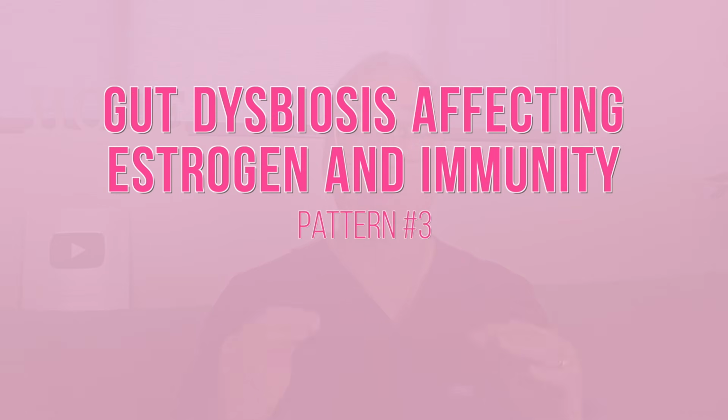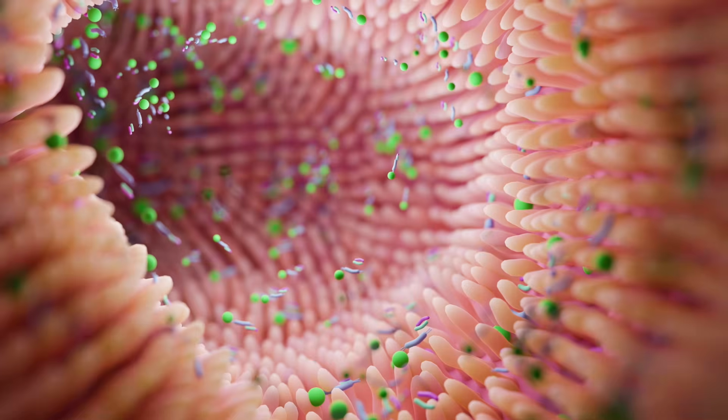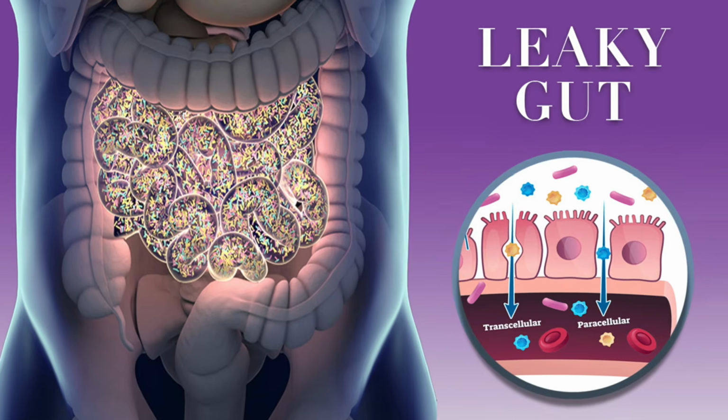The third pattern, gut dysbiosis, and specifically the way gut dysbiosis affects estrogen metabolism and immune function. Here's the picture I see repeatedly. A woman has been eating reasonably well. Maybe she's eliminated gluten and dairy or done a detox. She doesn't have major digestive symptoms, maybe some bloating, maybe occasional irregularity, but nothing alarming. And yet, when we run a comprehensive stool analysis, we find significant imbalances. Pathogenic bacteria, low diversity, fungal overload, intestinal permeability markers that suggest leaky gut.